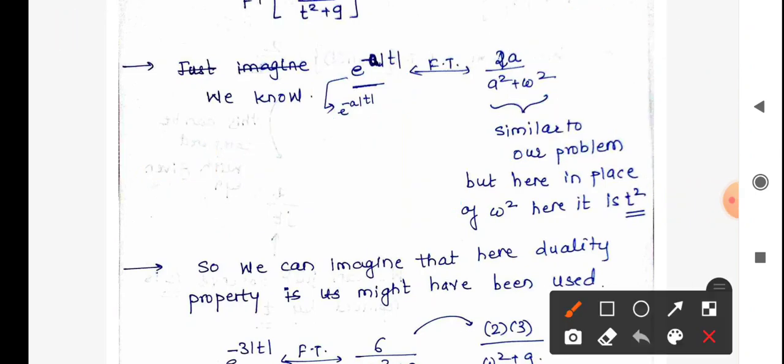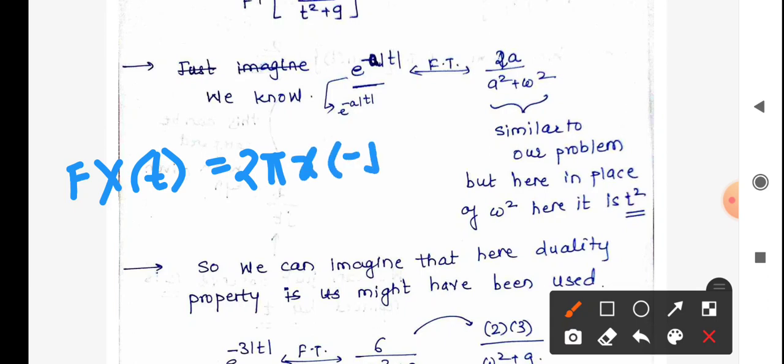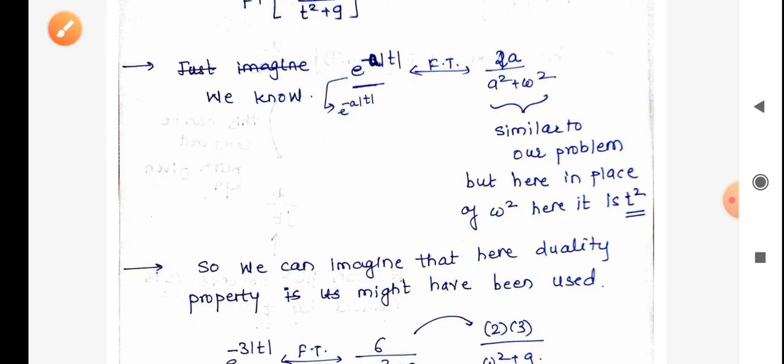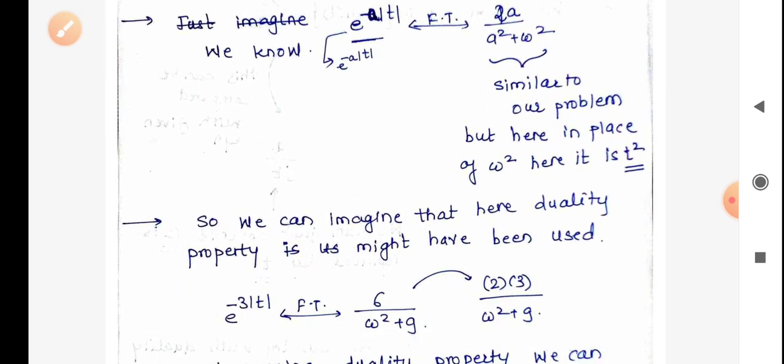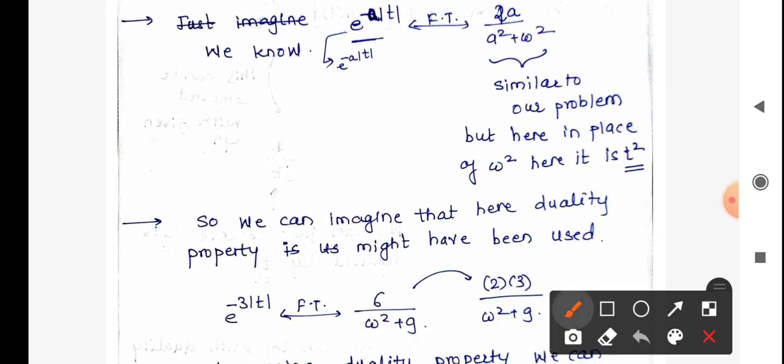Duality property tells me that the Fourier transform of x of t is equal to 2 pi x of minus j omega. Now small x of t in my equation is e raised to minus a mod t, that is e raised to minus 3 mod t.